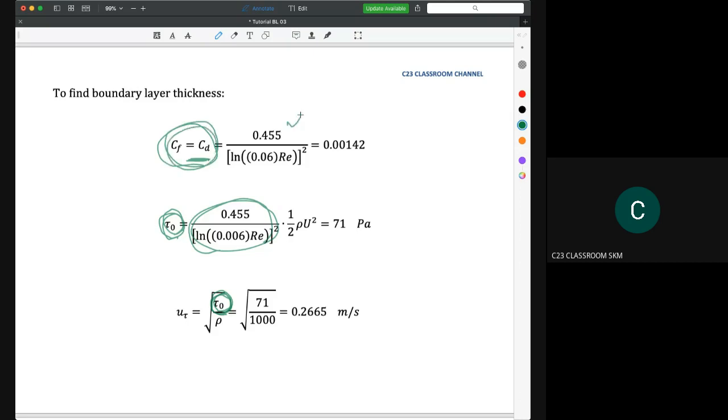We are using 0.455. We substitute the value of Reynolds number here, and we get around 0.00142. Then we use this value and substitute it here, and we could get around 71 Pascals. By using 71 Pascals, we could calculate U tau, which is around 0.2665 meters per second.